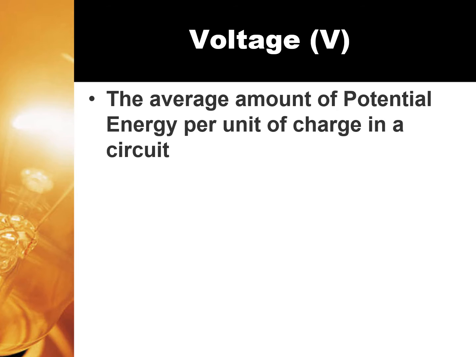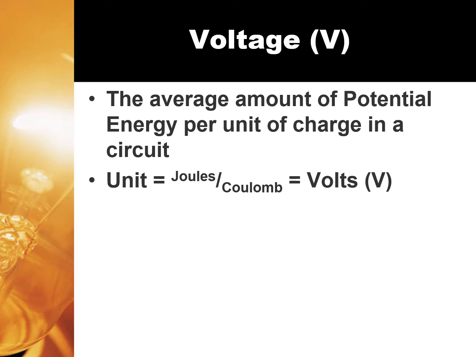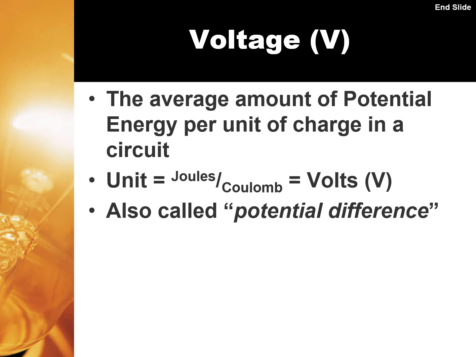Next is voltage. Voltage is the average amount of potential energy per unit of charge in the circuit, and basically this is the potential energy that the charges are carrying with them as they go through the circuit. The units are joules per coulomb, which is converted into units of volts. This is also referred to as potential difference, because essentially we're talking about the electrical potential difference from one side of the battery to the other.